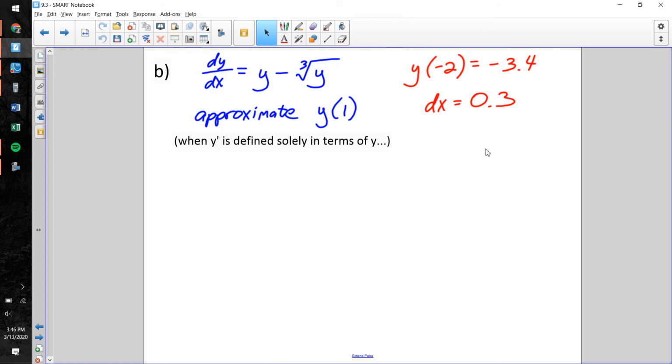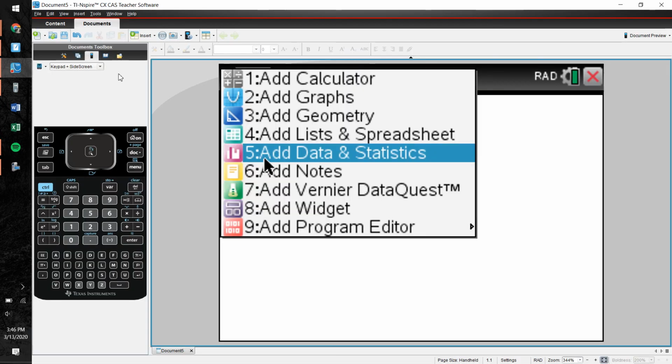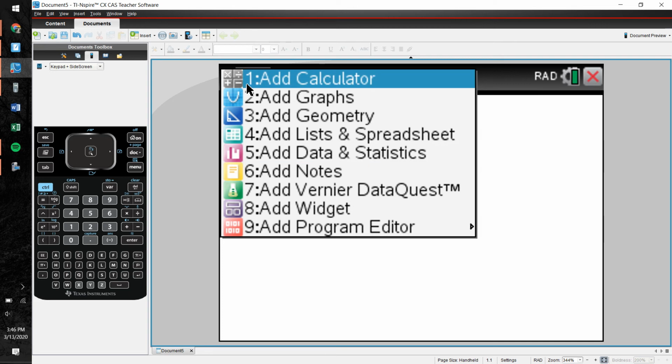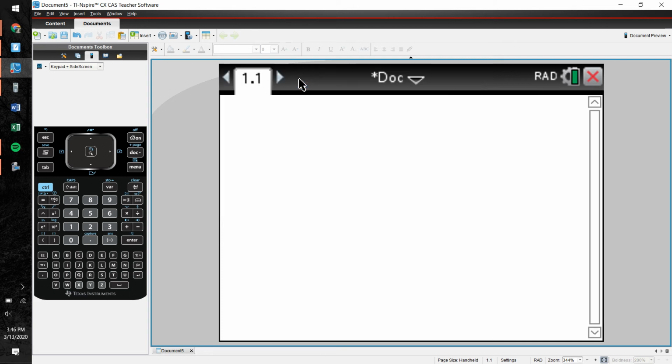So let's talk about how we can cheat just a little bit and do this a lot faster on the calculator. I am going over here to the Inspire. I opened up a brand new document because we're actually going to need at least 3, and maybe a 4th page open just for fun. So I'm going to begin with a calculator page.